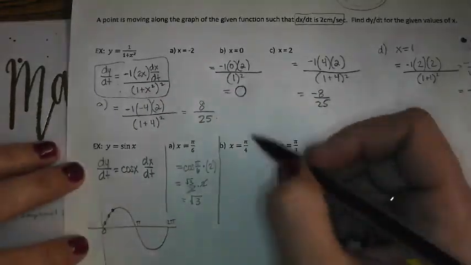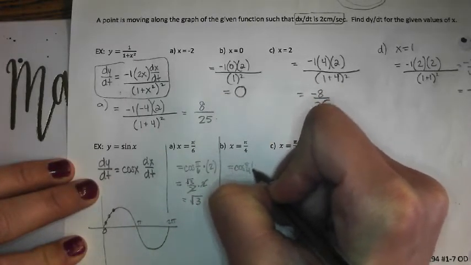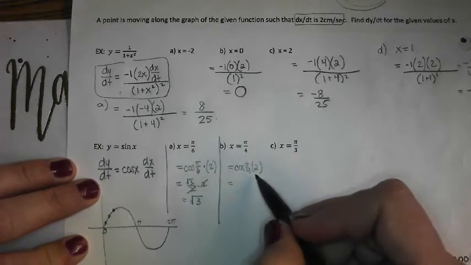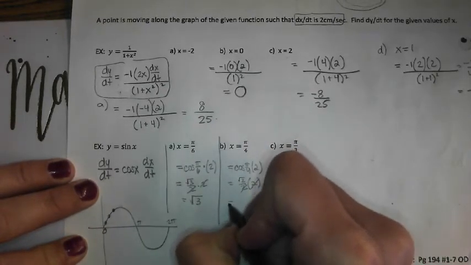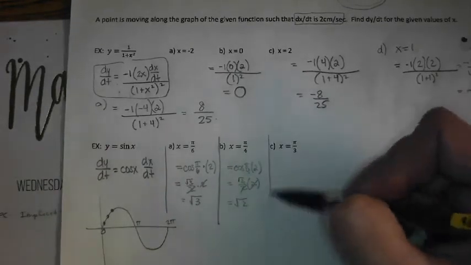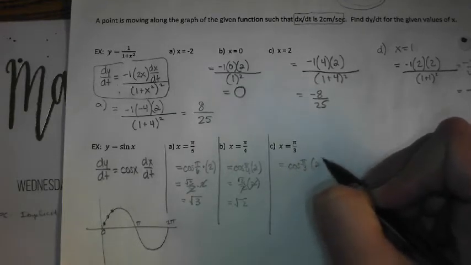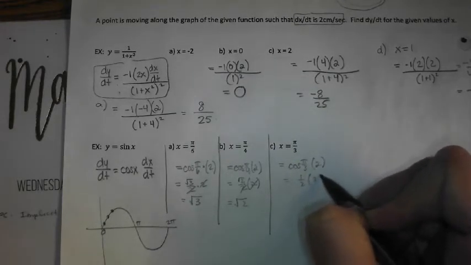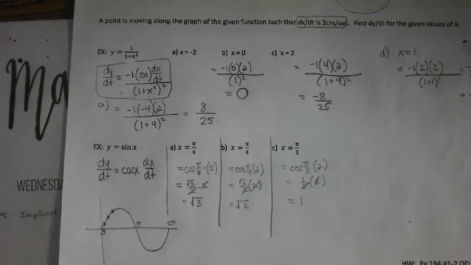If we do the pi over 4, cosine of pi over 4 is root 2 over 2 times the 2. We just get root 2, so it is on the decline. And then the cosine of pi over 3 times 2 is 1/2 times 2, which is just 1. Okay?